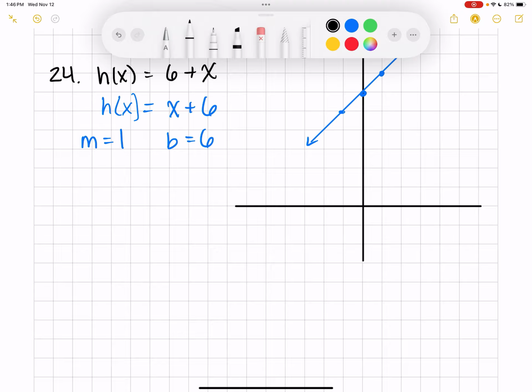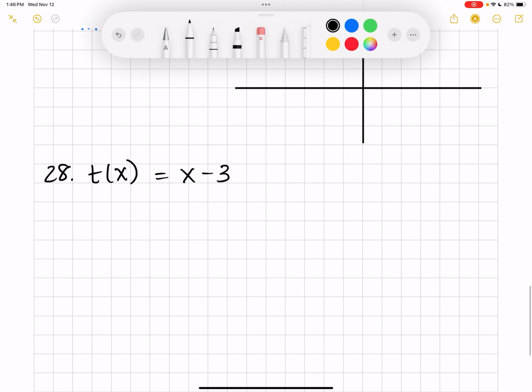These are no fun. 28. T of x is equal to x minus 3. So this one, the right side is already written in mx plus b form, or well, minus b in this case.